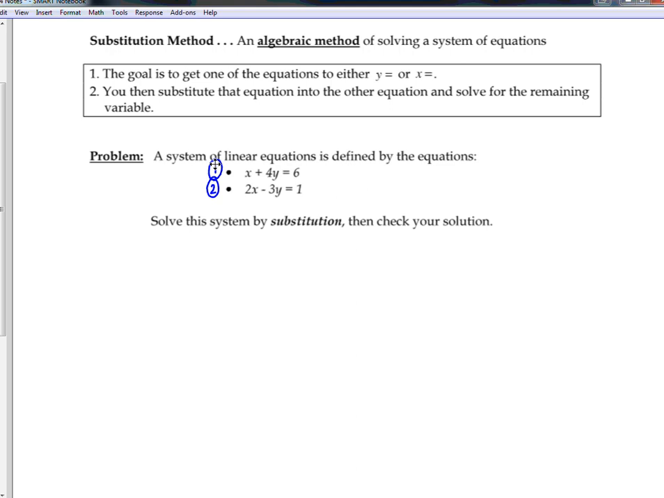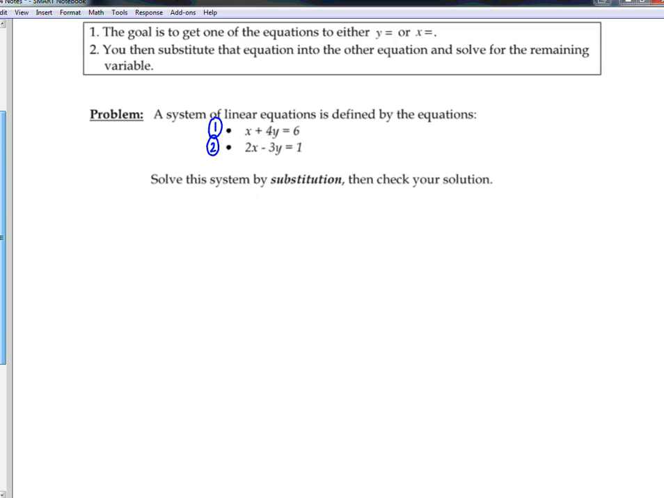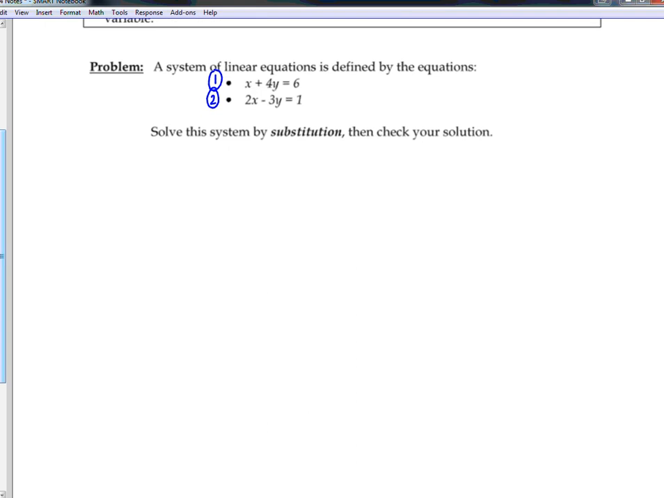Bob and Phil. Okay, so which equation is it going to be easier to isolate one of the variables for? It's actually the first one. For which letter? X. Whoever has a coefficient of 1 is going to be easier to isolate. So step 1, we're going to isolate x in equation 1.